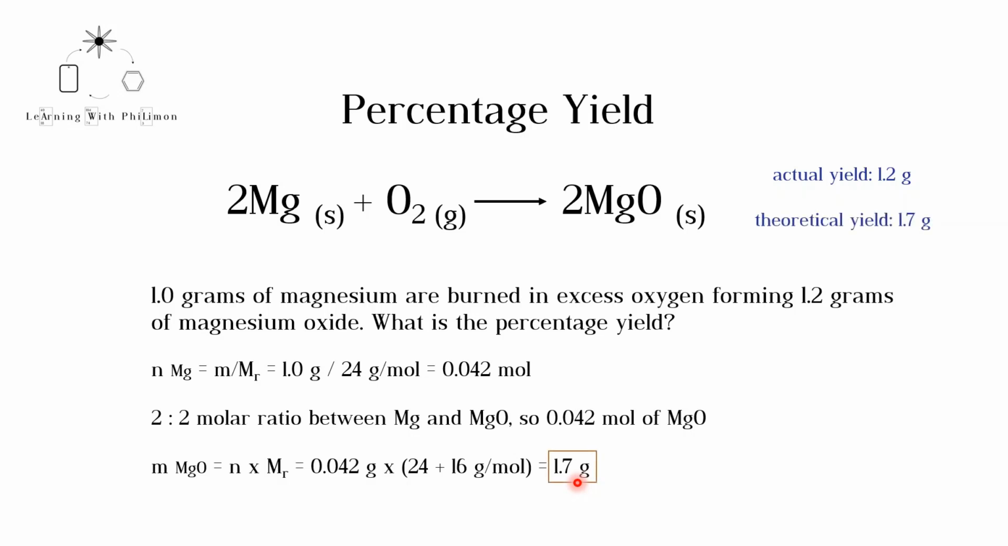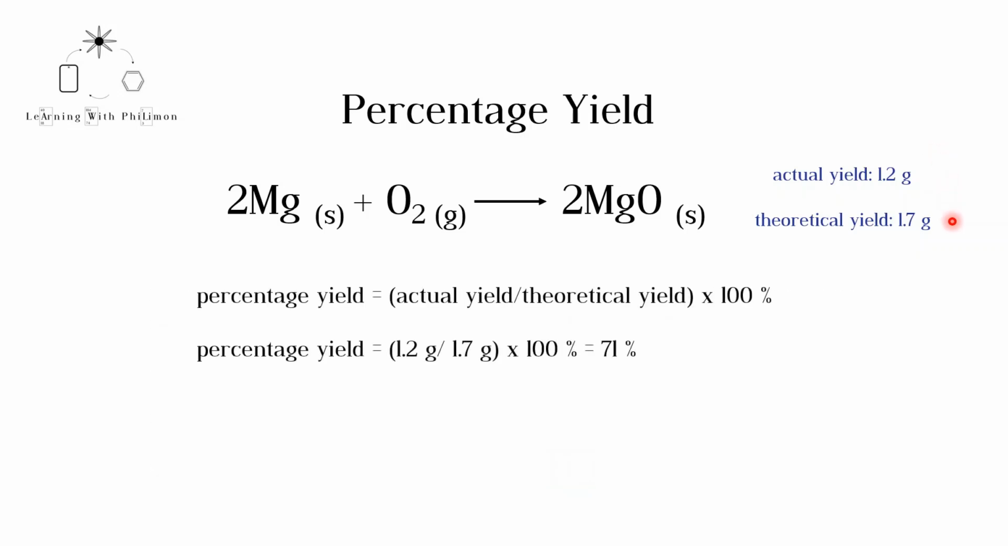Note that the actual yield should be lower than the theoretical yield. To calculate the percentage yield, we substitute the values into the following equation. The percentage yield is 71%.